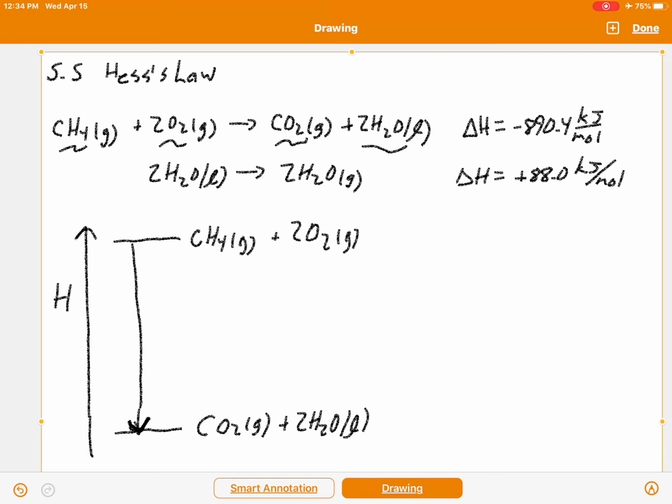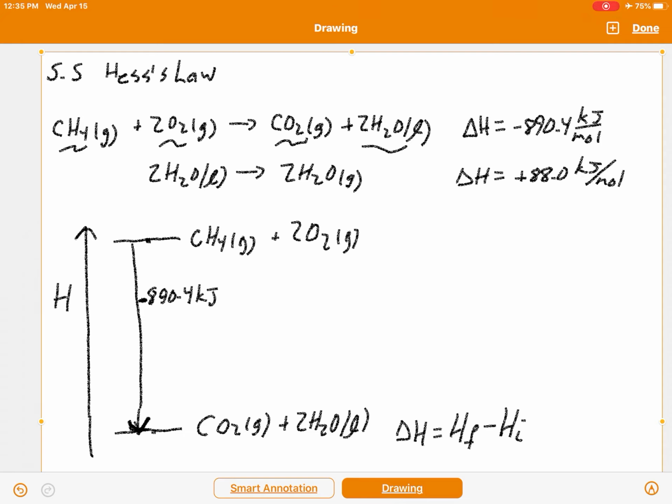The energy content of CO2 and 2H2O liquid is lower than the energy content, or the enthalpy, of CH4 gas and 2 moles of O2. And that difference in energy is 890.4 kilojoules. And remember, earlier we said that delta H is H final minus H initial. So the final enthalpy is lower than the initial enthalpy, so that difference is negative, right?